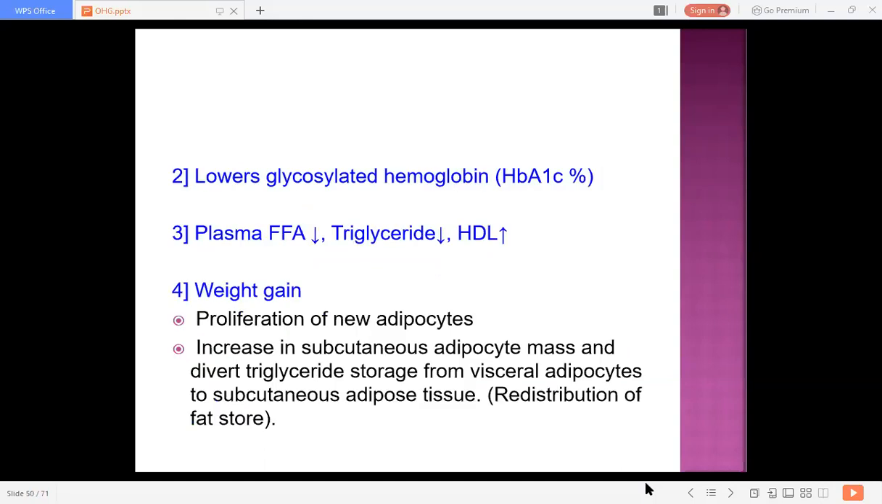Lowers glycosylated hemoglobin HbA1c. Plasma free fatty acids are decreased. Triglycerides are decreased. HDL is increased. But there is weight gain with glitazones because of proliferation of new adipocytes, increase in the subcutaneous adipocyte mass, and diversion of triglyceride storage from visceral adipocytes to subcutaneous adipose tissue. There is a redistribution of fat store.